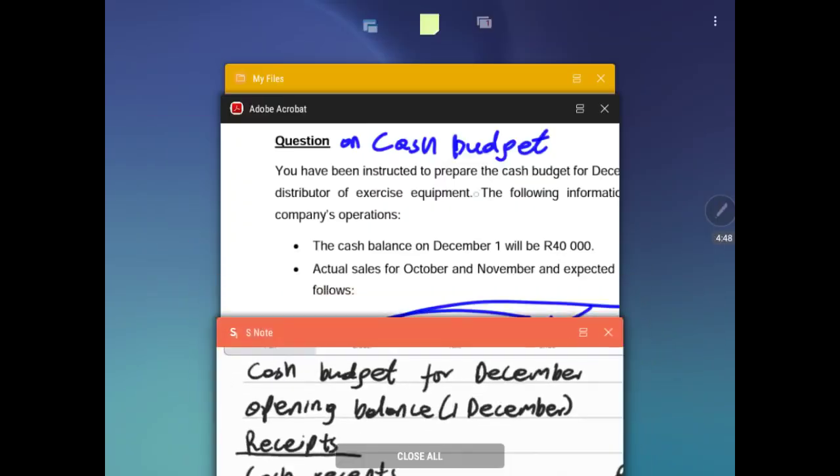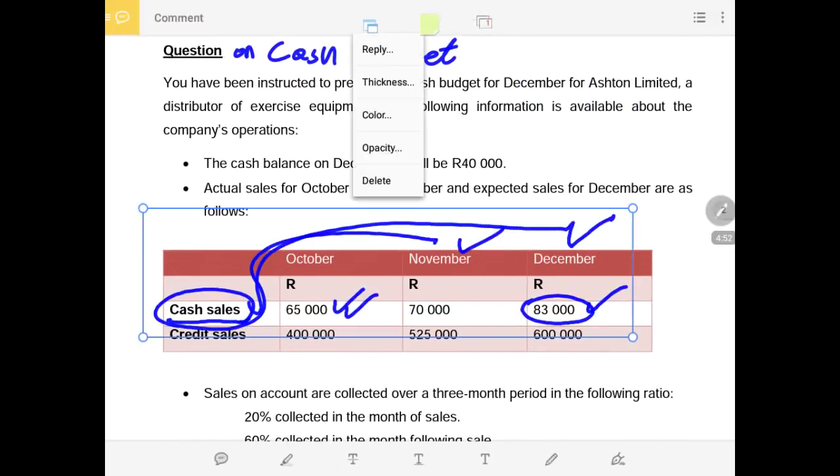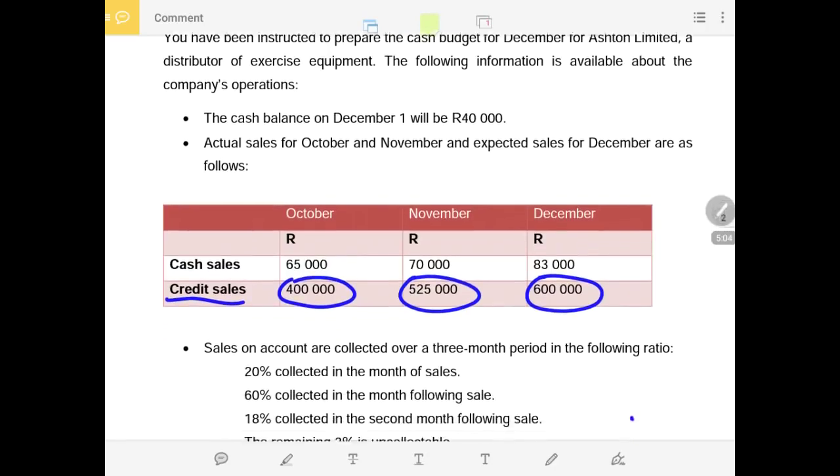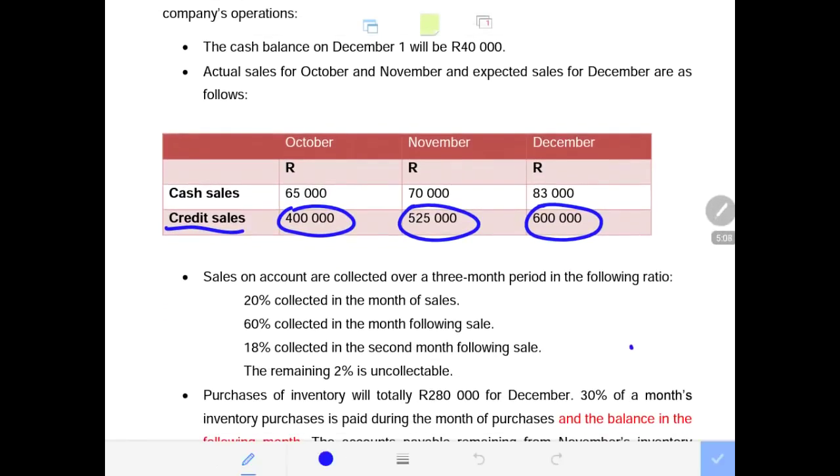Then we proceed to the credit sales, where the calculation must take place. Our credit sales are 400,000 rands, 525,000 rands, and 600,000 rands. The question is, how do we collect these sales? The policy is given below. Sales on credit, meaning sales on account, are collected over a 3-month period in the following ratios. 20% of sales are collected in the month of sale, meaning 20% of the sales of October are collected in October. We are not doing a budget for October, so we don't need this 20% of 400,000 rands.